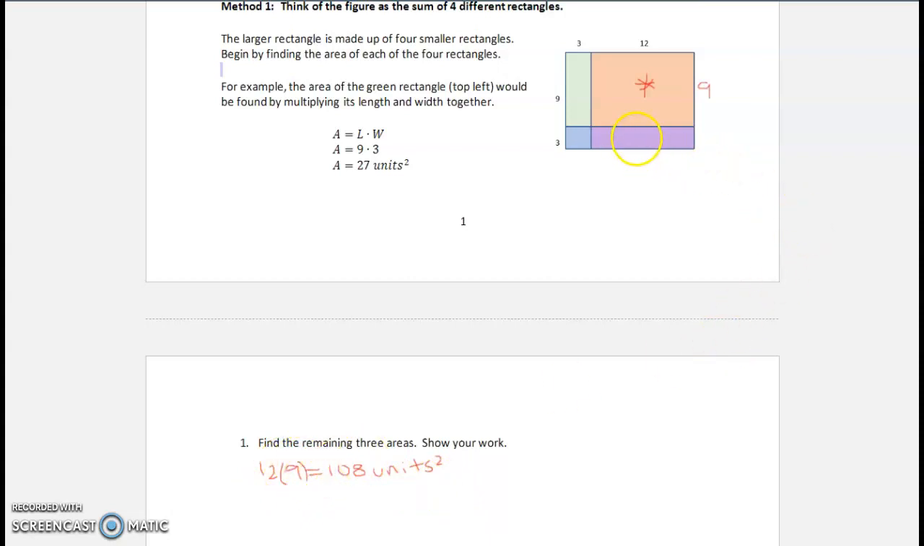And then we would do similarly right here. We know this length is still 12. This width now, though, is going to be 3, because across is 3. So we'll say 12 times 3 for that little rectangle is going to be 36 units squared. And then I will let you find the area for that last one. So that's for number 1.